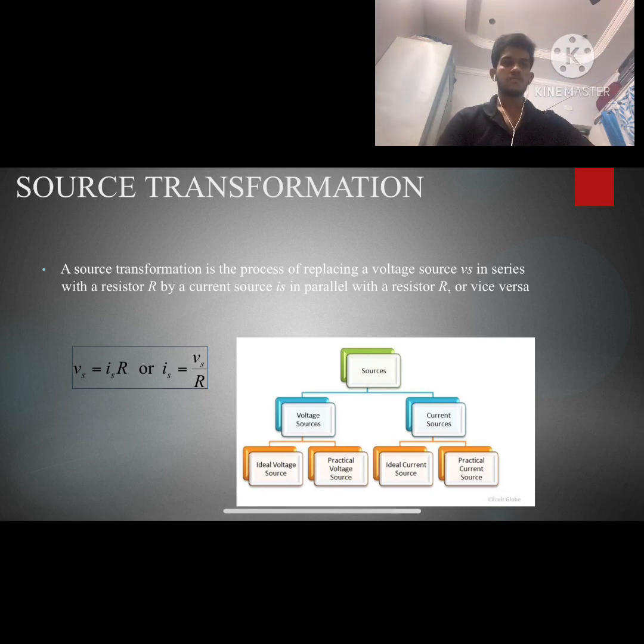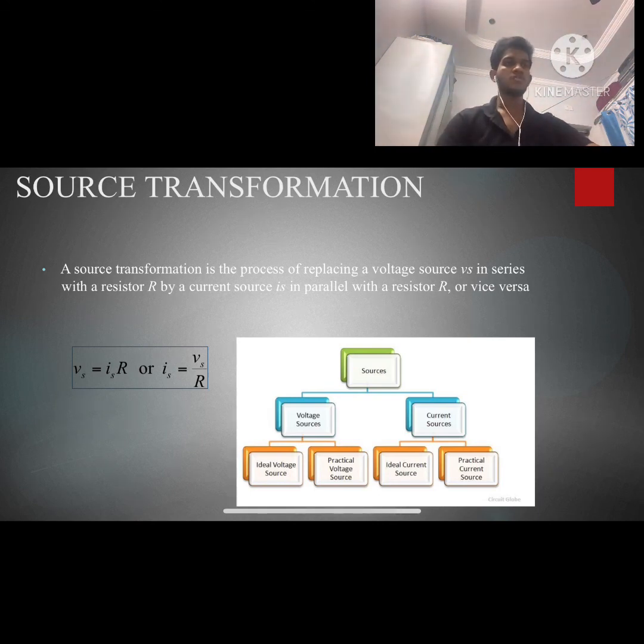This is the formula: V equal to IR, or I equal to V by R. A source transformation is the process of replacing a voltage source V in series with resistor R by a current source I in parallel with resistor R, or vice versa. Sources are of two types: voltage sources and current sources. Now let us discuss them one by one.